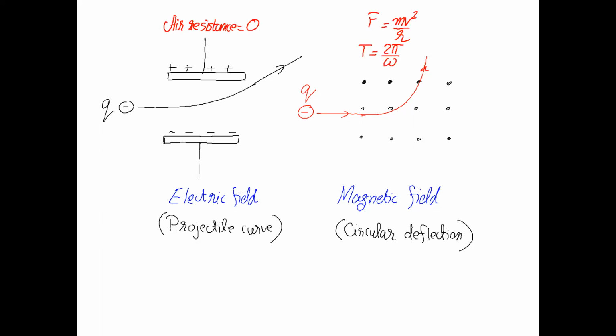Now, in these cases, air resistance is 0 and F is equal to mv squared upon r will be applied here, and T is equal to 2 pi upon omega. These formulas are coming from chapter number 1. We have to copy this. Done, sir.